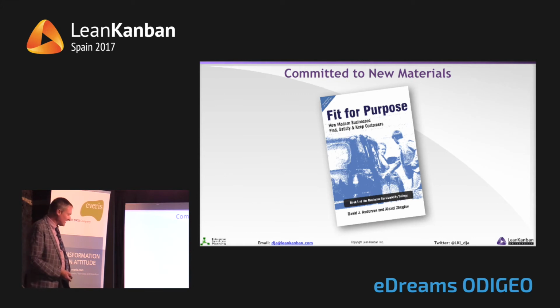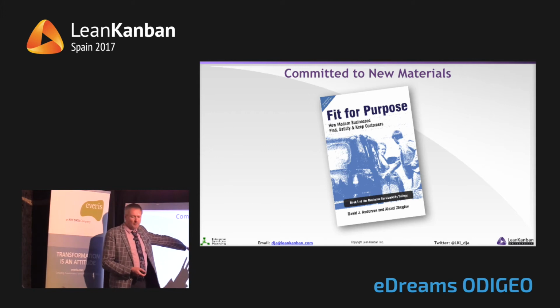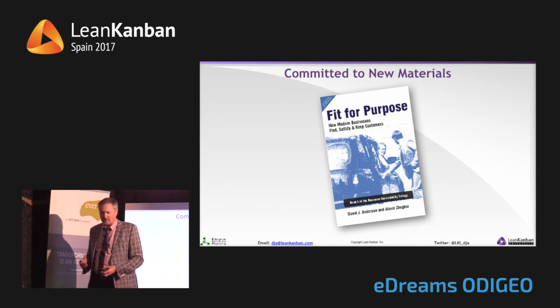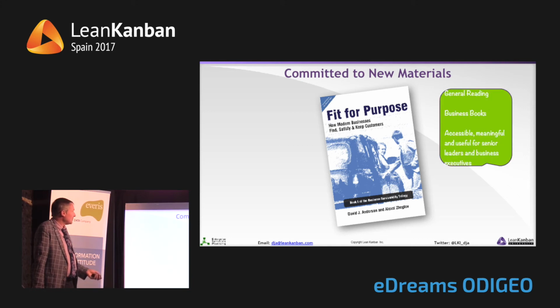We're committed to new materials like the new book, this fit-for-purpose book. If you can implement the stuff that's in this book, you'll find level 4 and 5 a lot easier. It's not everything you might need to do at level 4 and 5, but it'll take you a long way. General reading business books: accessible, meaningful, useful for senior leaders. Hopefully this book is sufficiently accessible, you can give it to your boss and he will find it interesting and entertaining and he might actually read it.